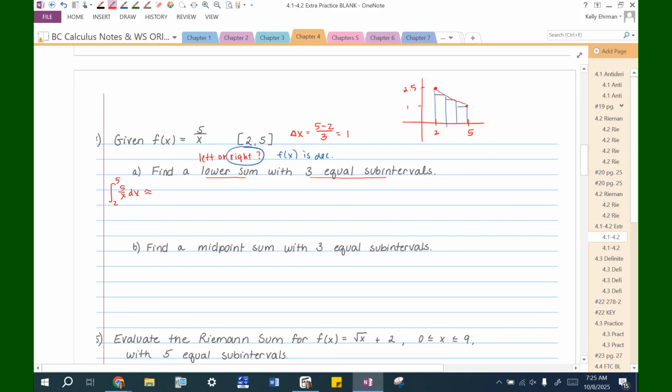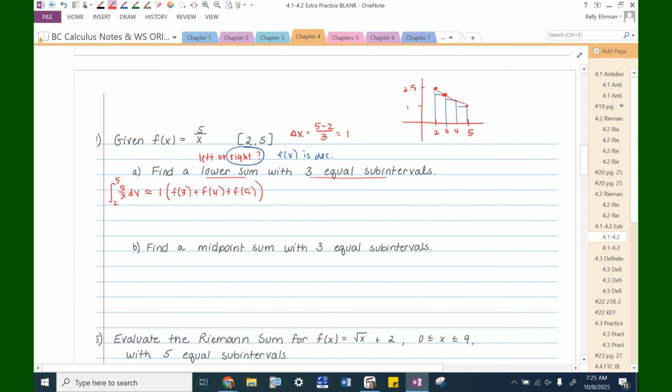All right, so this would be the integral from 2 to 5 of 5 over x dx, and we're approximating it. So we're saying it should be equal to delta x times f of 3 plus delta x times f of 4 plus delta x times f of 5. So delta x is just 1, so I'm going to keep that out in front. And I'm just going to write f of 3 plus f of 4 plus f of 5. You can show those numbers plugged in if you want.